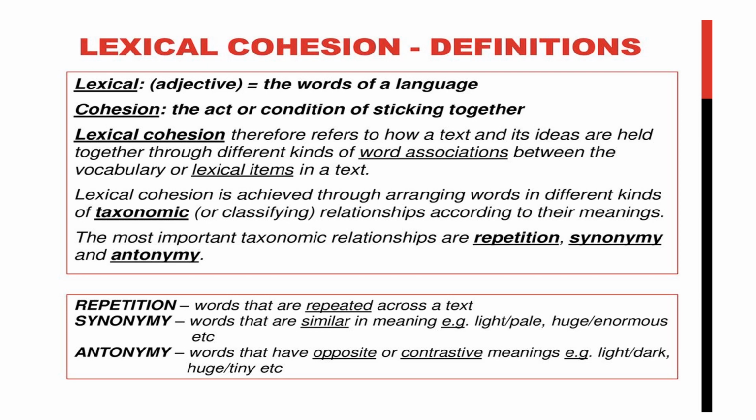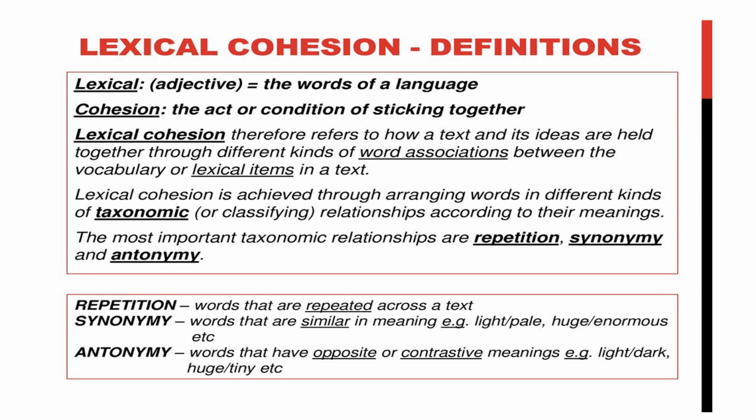Lexical cohesion refers to how a text and its ideas are held together through different kinds of word associations between vocabulary or lexical items in a text. So lexical cohesion is achieved through arranging words in different kinds of taxonomic or classifying relations. We can classify them into different categories. Number one is repetition, and number two is synonymy and antonymy. We have discussed synonymy and antonymy in our previous lectures.